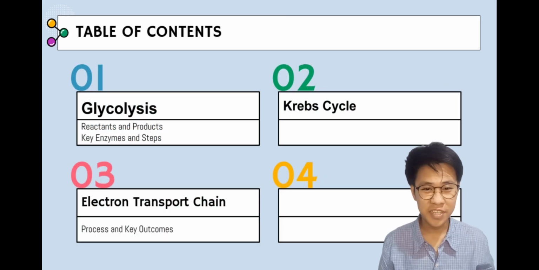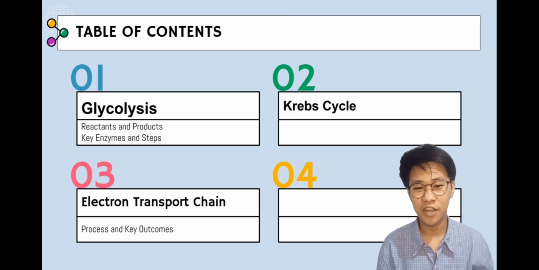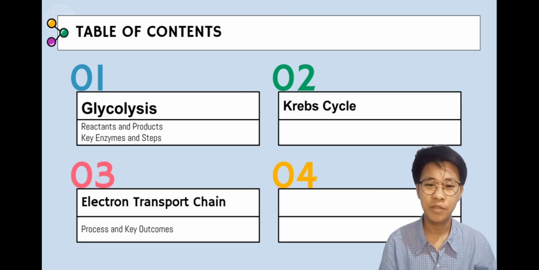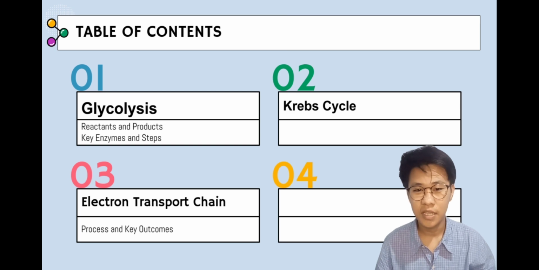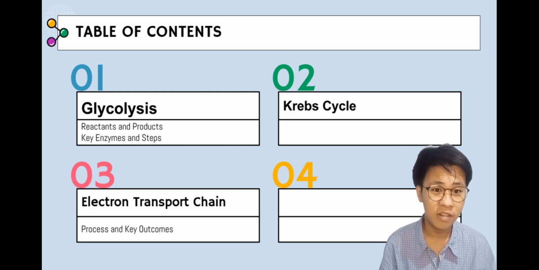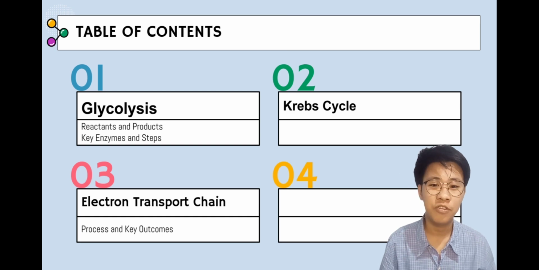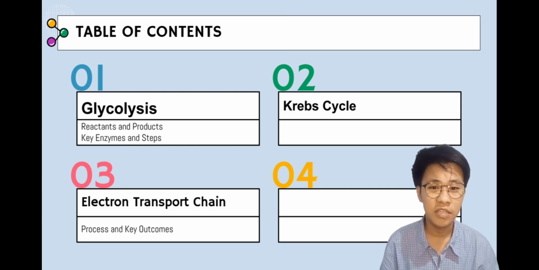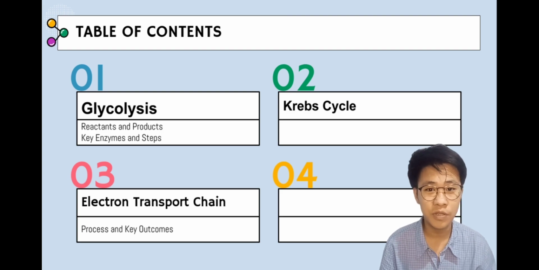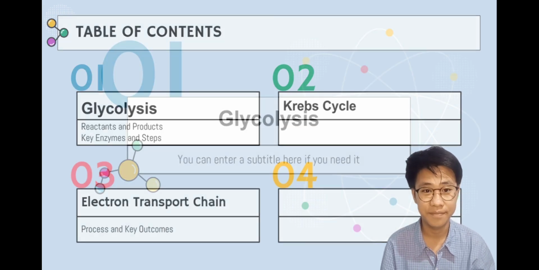So, today's presentation will cover the following topics. Number 1 is the introduction, which I did. Number 2 is glycolysis, wherein we're going to talk about the reactants and products, the key enzymes, and the steps. And number 3 is the Krebs cycle, where we're going to tackle the function and the key points of the Krebs cycle. And lastly, the electron transport chain, where we discuss the process and also the key outcomes.